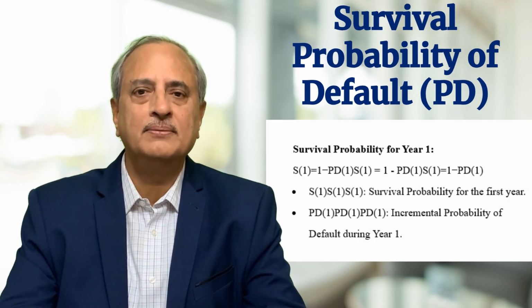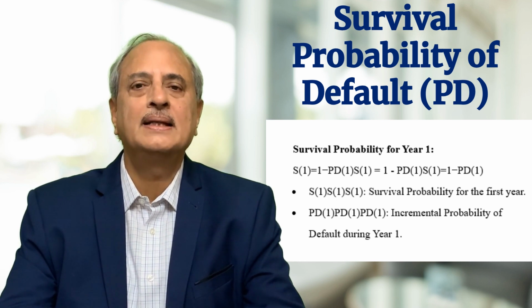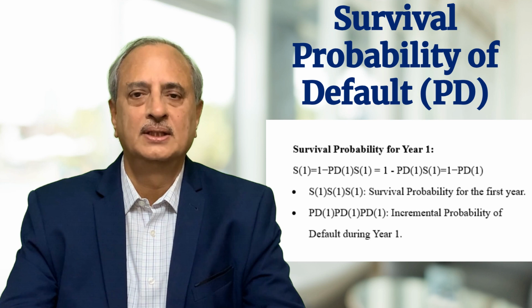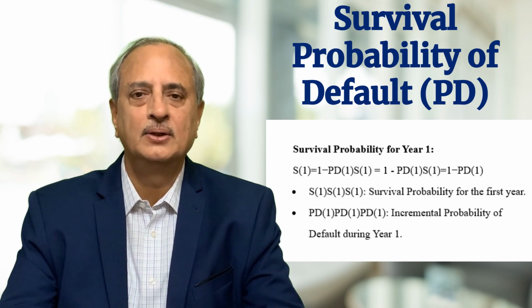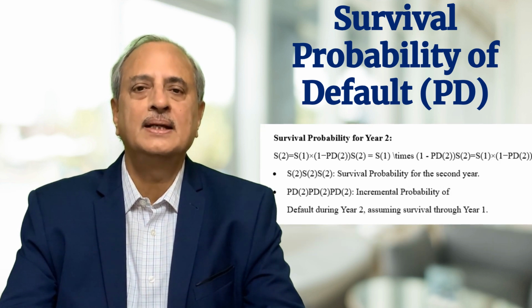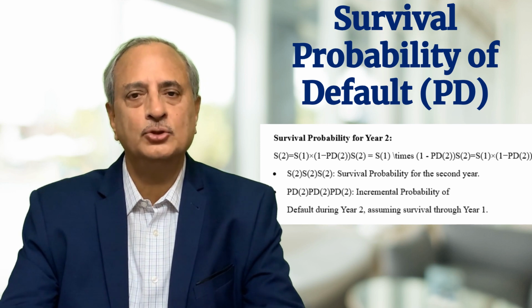Section 2. Survival probability for year 1. When calculating the survival probability for the first year, we begin by considering the probability of default during this initial period. By taking 1 minus this value, we find the likelihood that the borrower will not default in the first year.